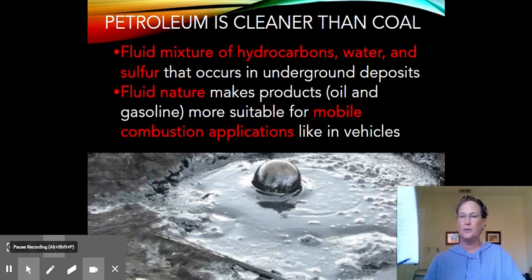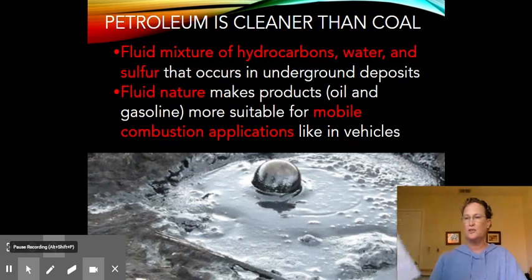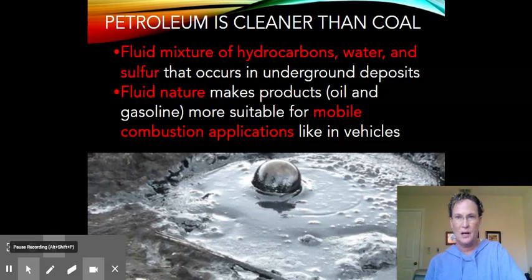So I should tell you that your notes, the place you should be taking notes, pause the lecture and go grab your notes, page 15. And you're writing in petroleum is cleaner than coal, and you're writing in all those things that are in red, okay? So the fluid nature makes products more suitable for mobile combustion applications, like in vehicles.